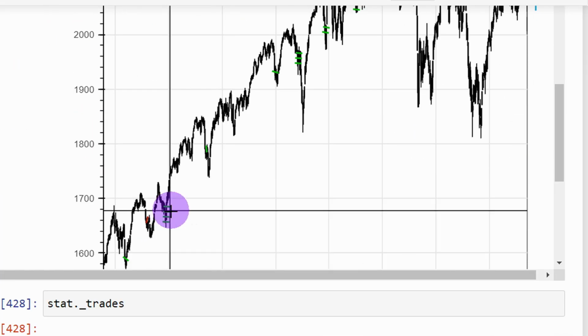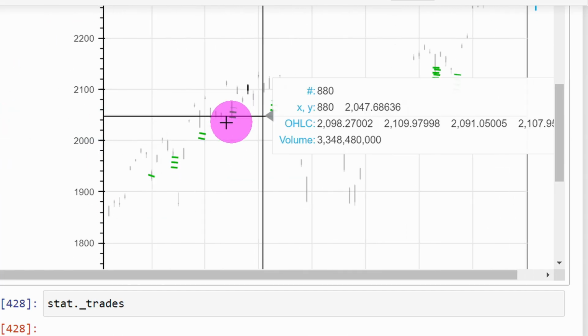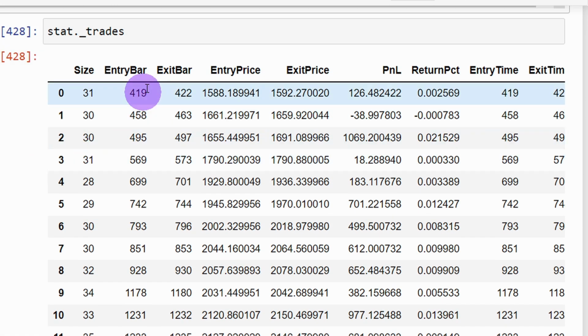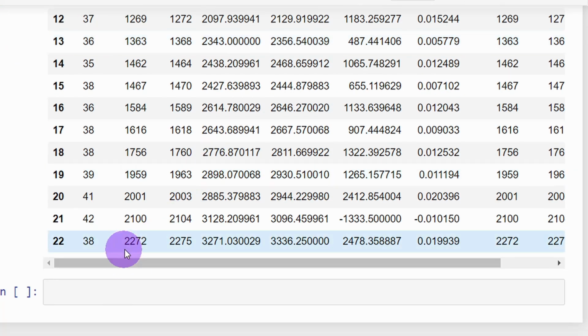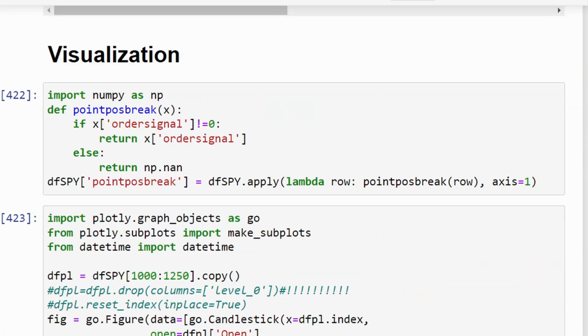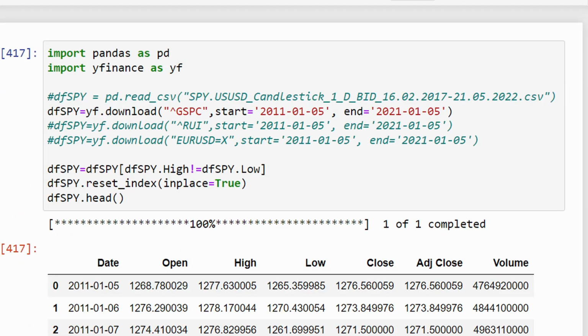We can see here the green trades are the winning trades that we can see all over the chart. And the list of trades is this one. So we can access the list of trades. As we can see, we have in total 22 trades over around 10 years. So in total, it's around 2 trades per year on average.